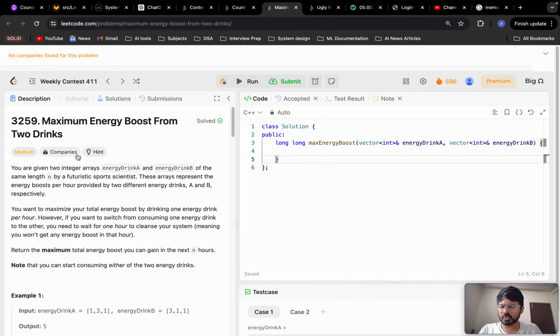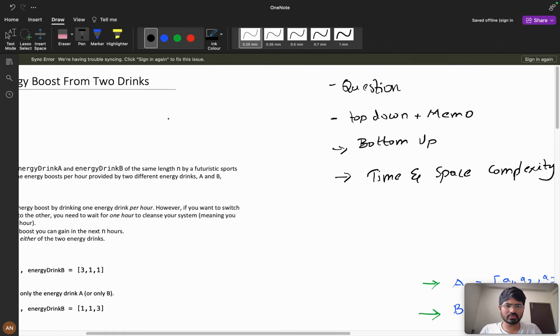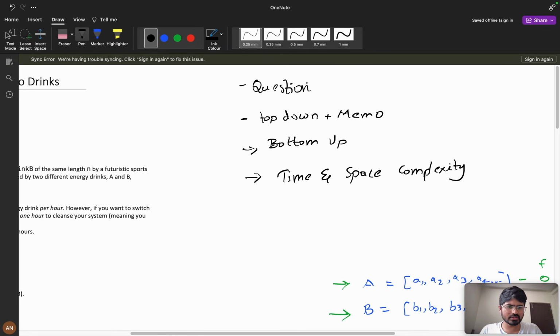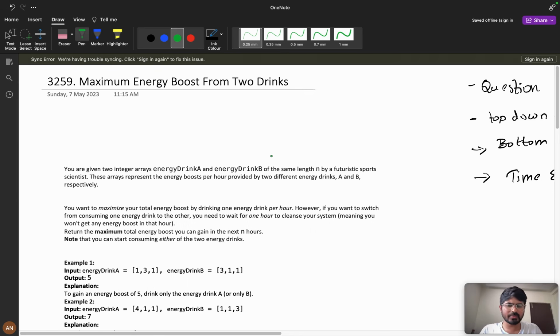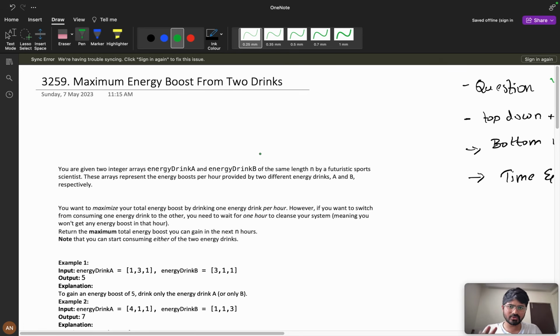We are going to solve the problem Maximum Energy Boost from Two Drinks. We will follow this approach to solve this problem. First we will understand the question clearly, then we will see the top down plus memoization, then we will see the bottom up approach, then we will derive the time complexities. For better understanding, please watch the video till the end.